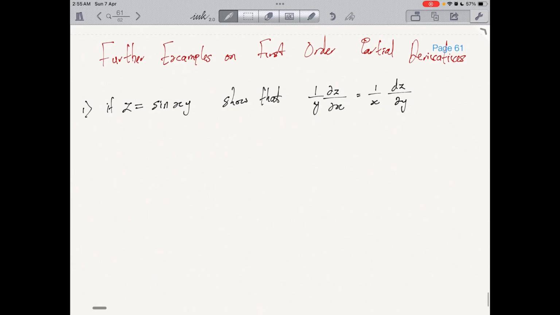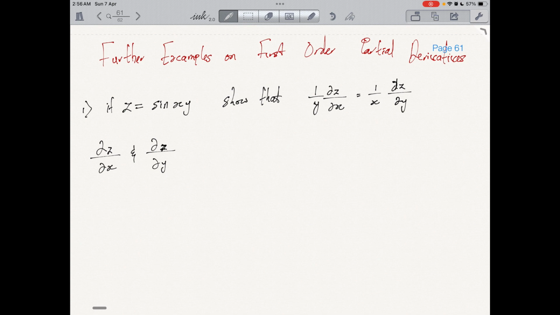Let's solve more examples of first order partial derivatives. Now we're given z equals sine xy, and we are to show that 1 over y partial derivative of z with respect to x is equal to 1 over x partial derivative of z with respect to y. The first thing to do is to evaluate both partial derivative of z with respect to x and partial derivative of z with respect to y.